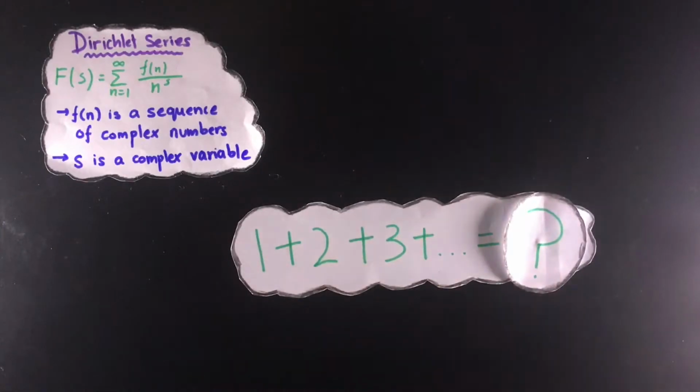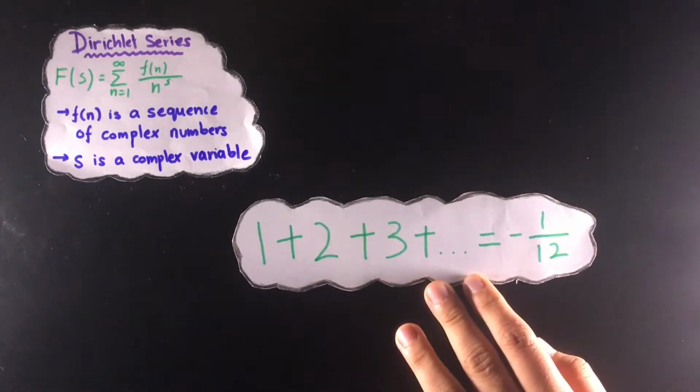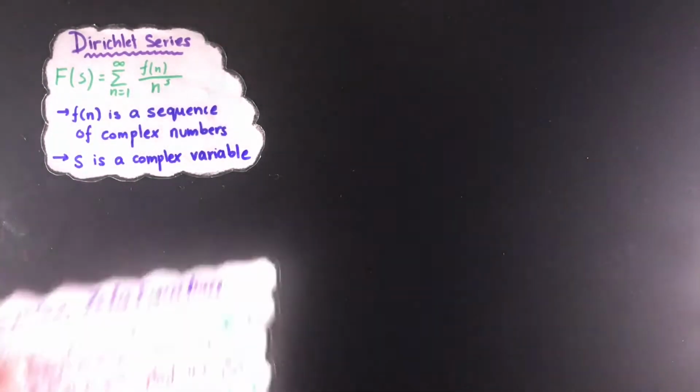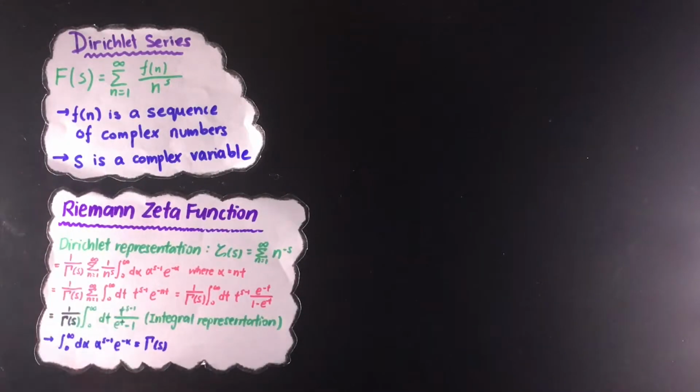But how does the Dirichlet series allow us to take an infinite series and obtain a finite limit, one of its most used properties in physics? This is through the Riemann Zeta Function, a form of the Dirichlet series where f of n is equal to 1 and sigma is greater than 1. The Riemann Zeta Function can also be manipulated into an integral representation.